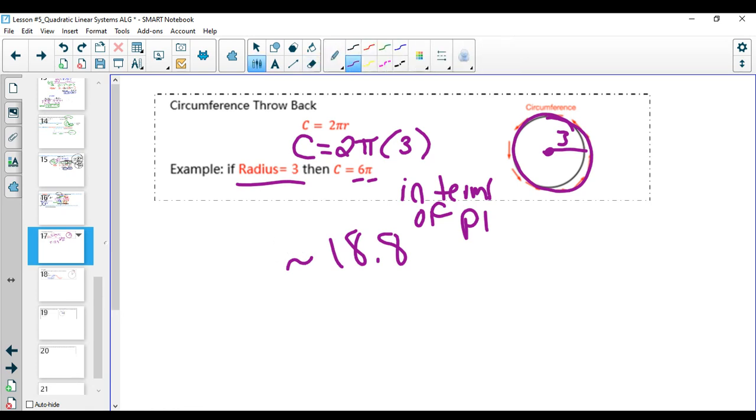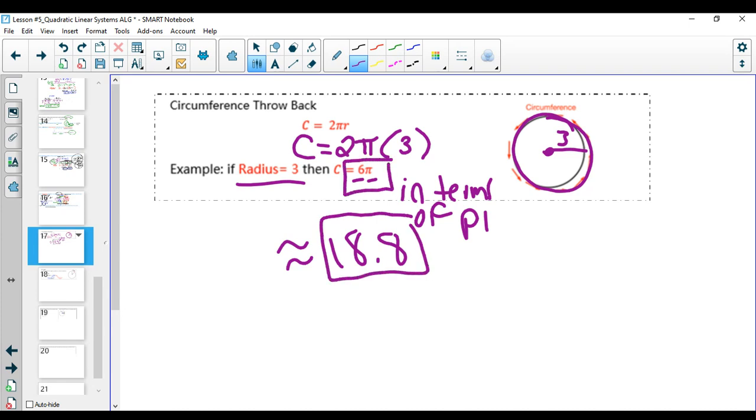I don't like my symbol here, so it's about this. So in terms of pi, you would leave it as 6 pi, and if it said to the nearest 10th, you would then do 18.8.